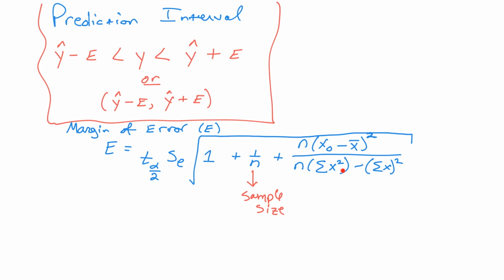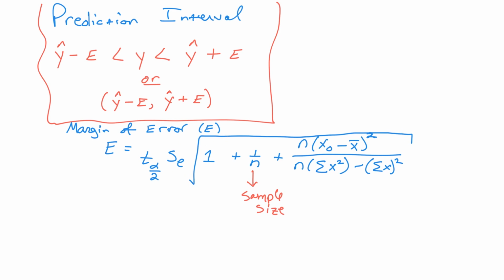Sum of X squared means you square each one of those X values and you add them up. This one means you add up the values of X first and then you square them. We're going to do all this in Excel in a few minutes when we have an actual problem, but that's what all of this basically means. Square root is obviously a square root.